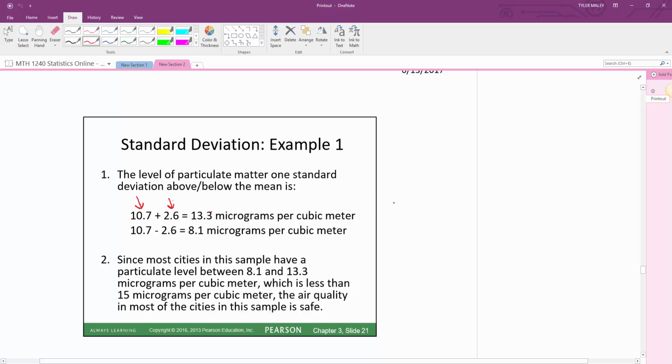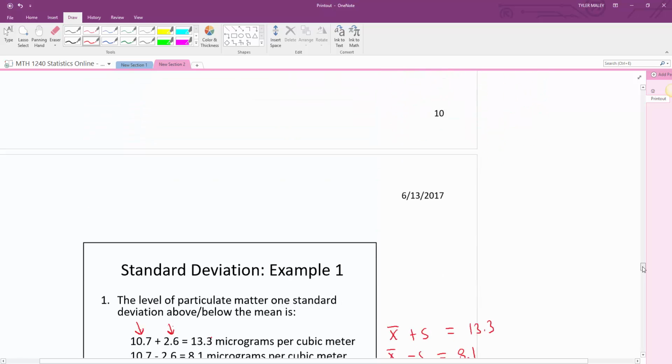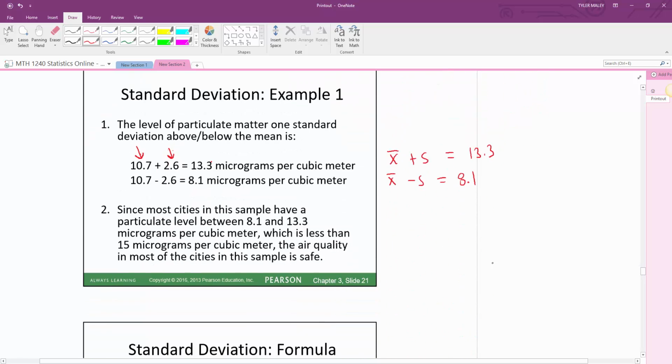And remember what we did here is we took the mean x bar, added the standard deviation to it, and we got 13.3 for the first one. So you take the mean 10.7, add the standard deviation 2.6, and you get 13.3. And for this line, we took x bar minus s: 10.7 minus 2.6 gives 8.1 micrograms per cubic meter. Now remember the second question: anything over 15 micrograms per cubic meter is unsafe. So we're trying to think about what we can say about our data.